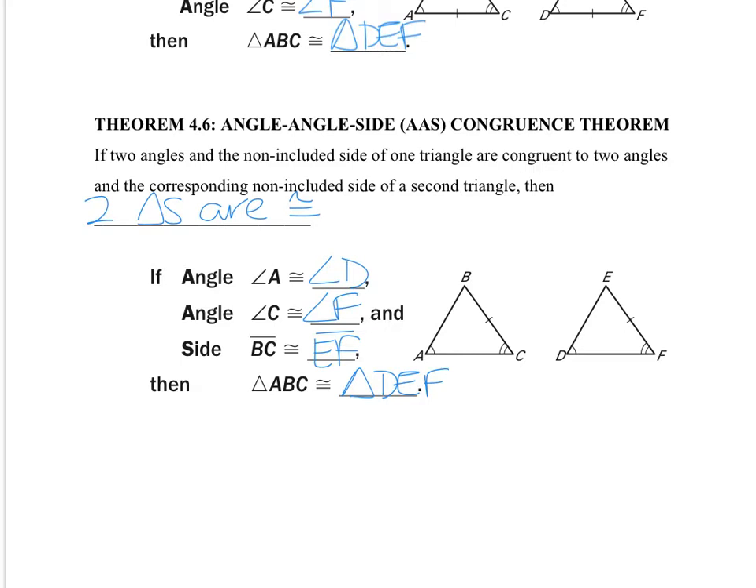Pay attention to the order that this goes in. See, it goes angle, angle, side. Okay? Or it could go angle, angle, side the other way, going CA, side BA. Okay, continuous.